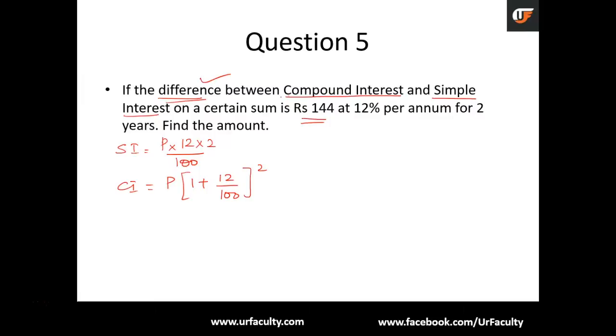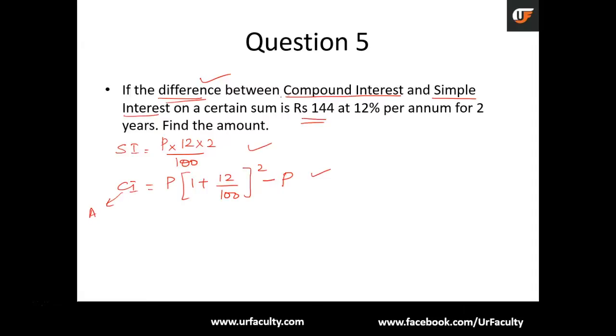Does it end over here? No. Why? Because this formula is actually applicable for the amount. Now you are supposed to find the compound interest, which is this value minus P. Only then you will get the actual interest value. Now what have they said? They have said that the difference between both of them, this equation and this equation, is equal to 144.